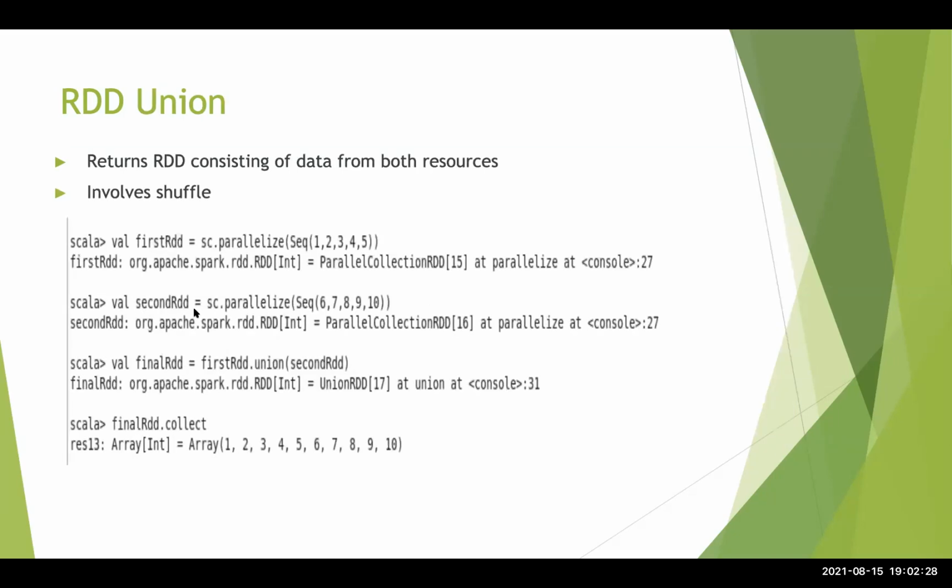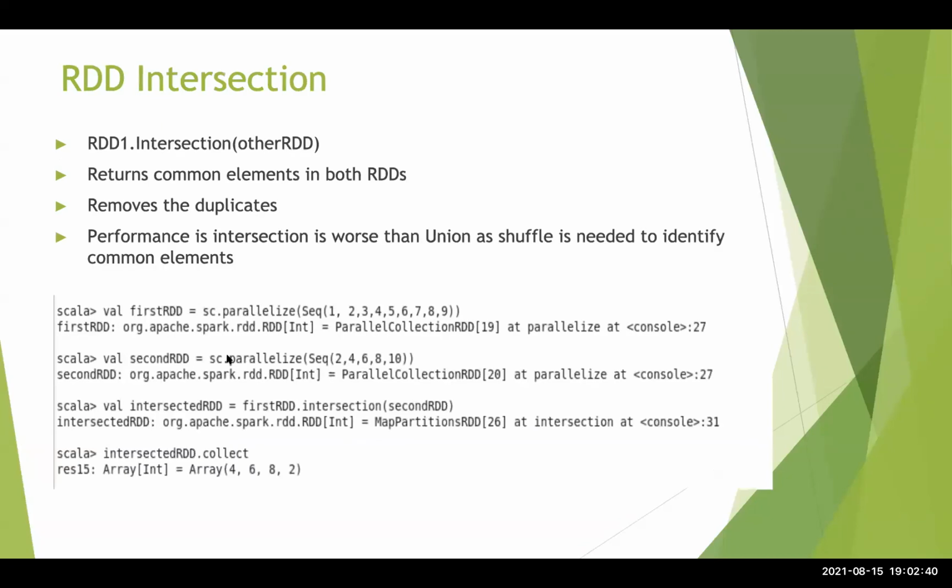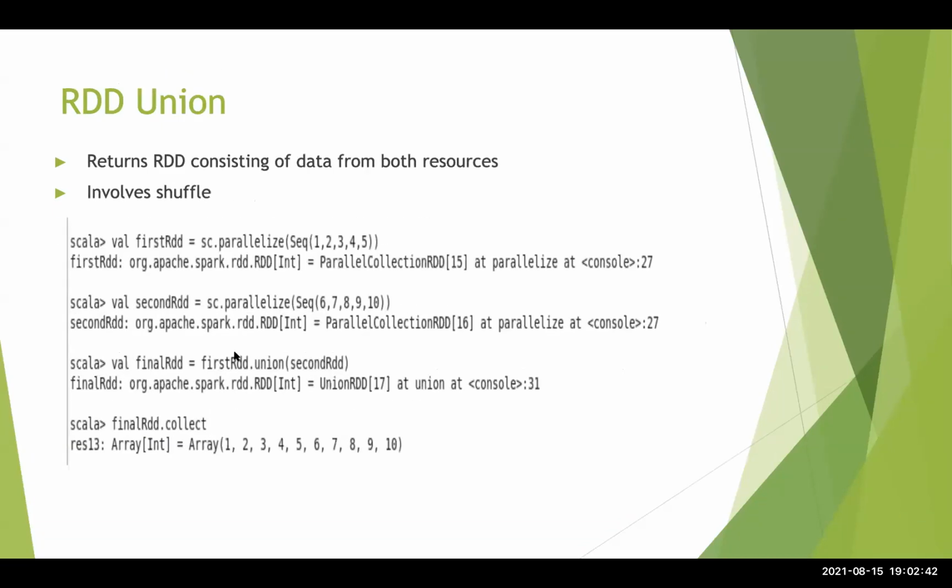Now RDD union, it's like SQL union. You have two relations and you unionize, it becomes one relation. Same thing with RDD. I have this first RDD consisting of these integers 1 to 5, second RDD consisting of 7 to 9. Then I apply union, first RDD union second RDD, and I get data for all of these RDDs together. That becomes my final RDD.